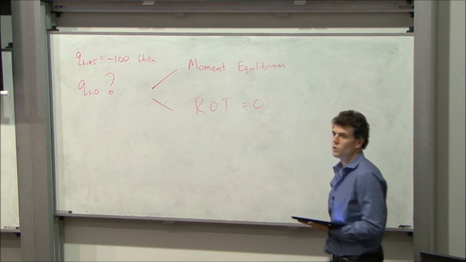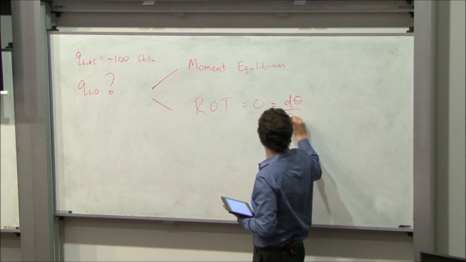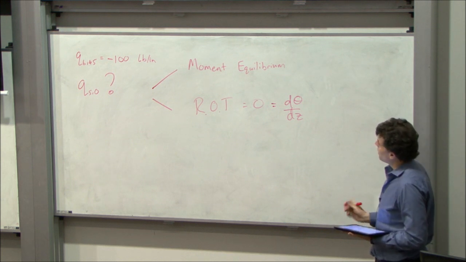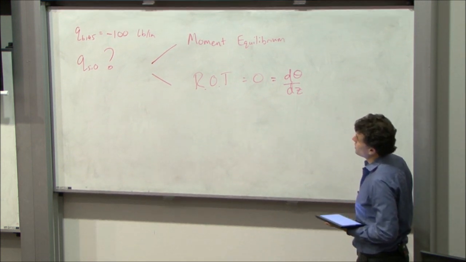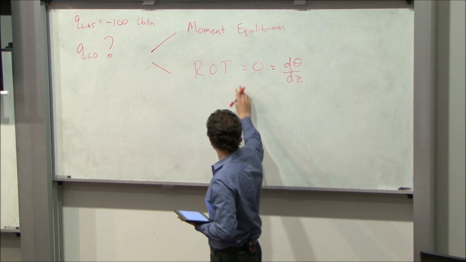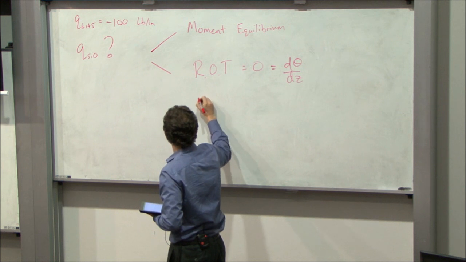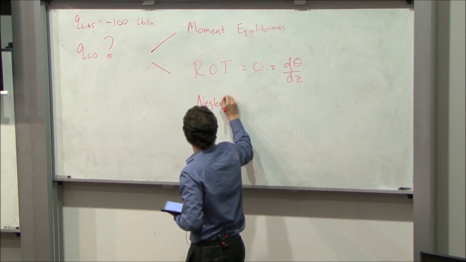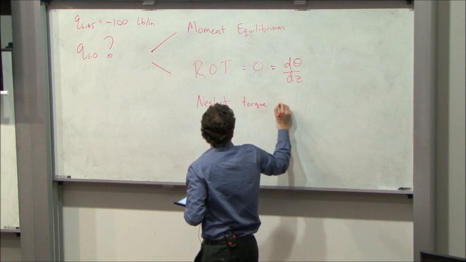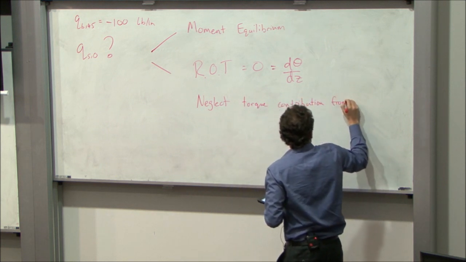Okay, if we assume because our force is at the shear centre, the rate of twist equals 0. So this d theta dz is equal to 0. Now, rate of twist is a little bit tricky in this case because we've got closed and open sections together. But we make the assumption that the rate of twist for the open sections is large, so we're only concerned with the closed sections. So if you were writing this in a problem, you would say neglect torque contribution from open section.